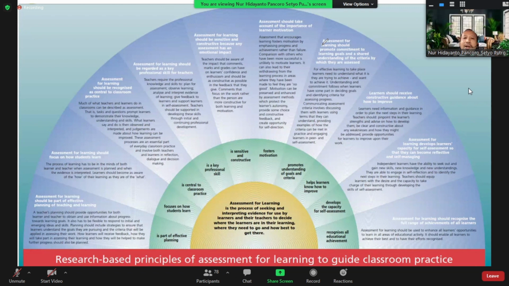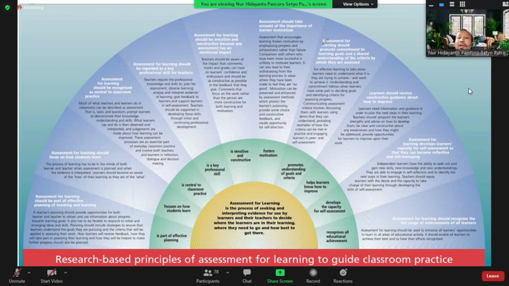And then the next point is that assessment for learning should promote commitment to learning goals and a shared understanding of criteria by which they are assessed. Please tell our students about the points that they are going to be assessed for. Oke, Mas dan Mbak, yang akan diassess itu adalah your grammar, your vocabulary, your pronunciation, which include accuracy, fluency, and so on. Tell them the criteria of assessment.